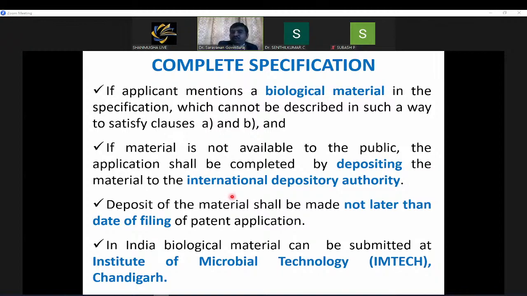And before doing a complete specification, if you are mentioning any biological material, that material should be submitted to the respective office. In India, it is available at the Institute of Microbial Technology in Chandigarh. There you have to submit your biological materials.